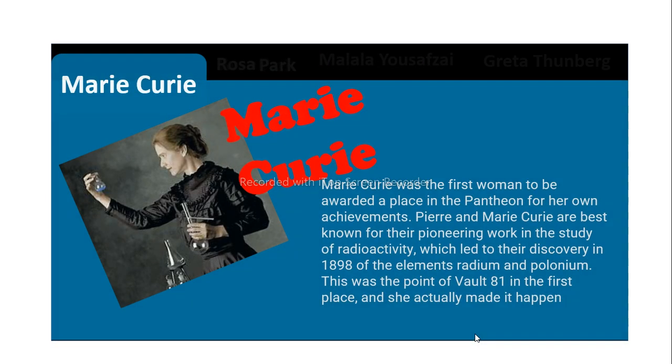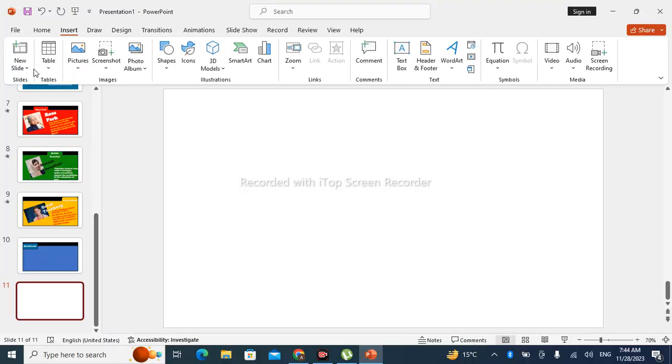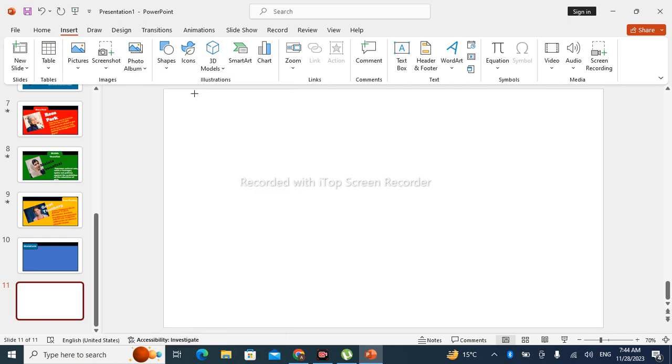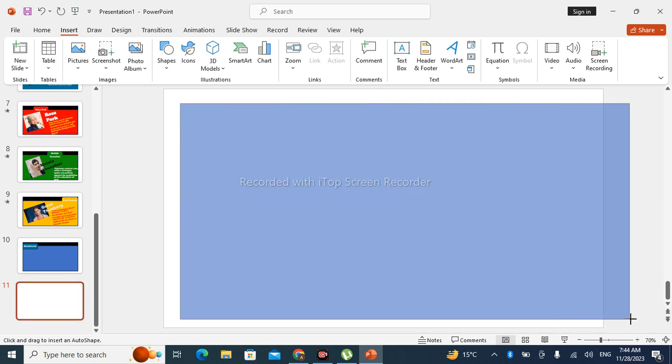5 minutes. First of all, go to Insert, go to New Slide and just select the blank slide like that. After that, go again to Insert and go to Shapes, and there are different shapes. Then select this type of shape and draw the rectangle on your screen like that.